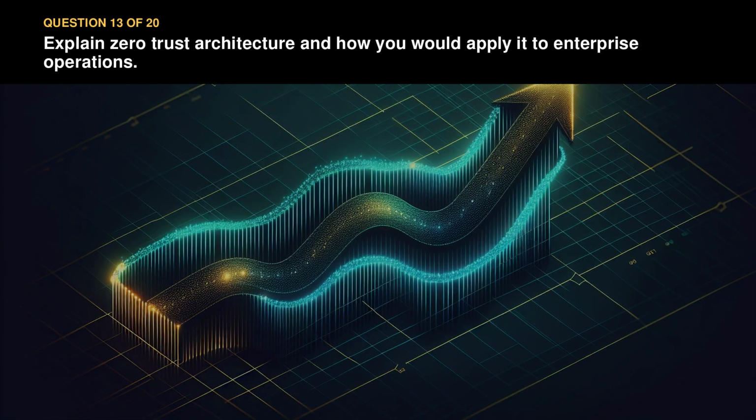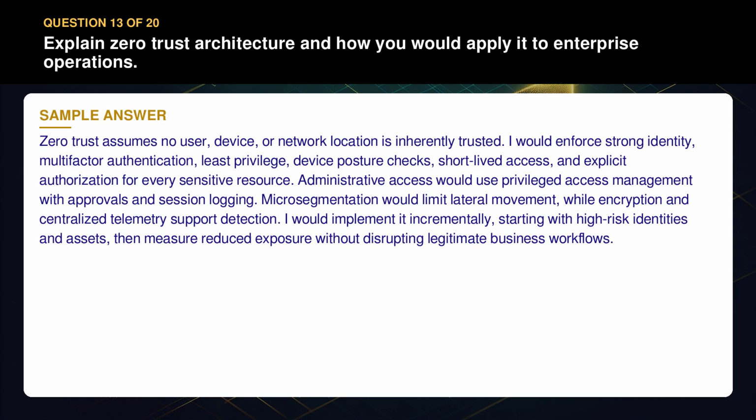Question 13. Explain Zero Trust architecture and how you would apply it to enterprise operations. Zero Trust assumes no user, device, or network location is inherently trusted. I would enforce strong identity, multi-factor authentication, least privilege, device posture checks, short-lived access, and explicit authorization for every sensitive resource. Administrative access would use privileged access management with approvals and session logging.